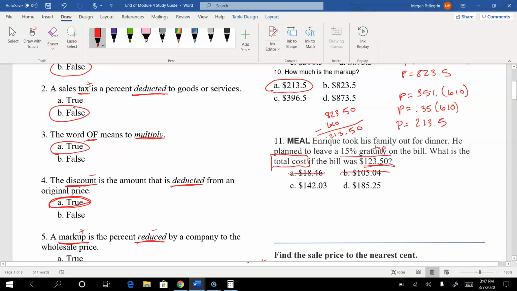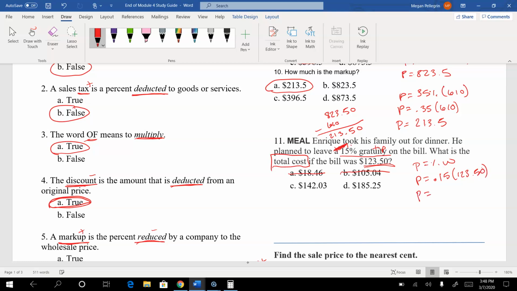Okay, so P equals percent times the whole. So I'm going to do that 100% again and just add it to it. Actually, that's not the way we're practicing on our receipts. We were just doing 0.15 times the 123.50. So because I didn't add the 100, I know that when I'm getting P, it is going to be the amount of the tip or the gratuity. It's not going to be my new total cost.